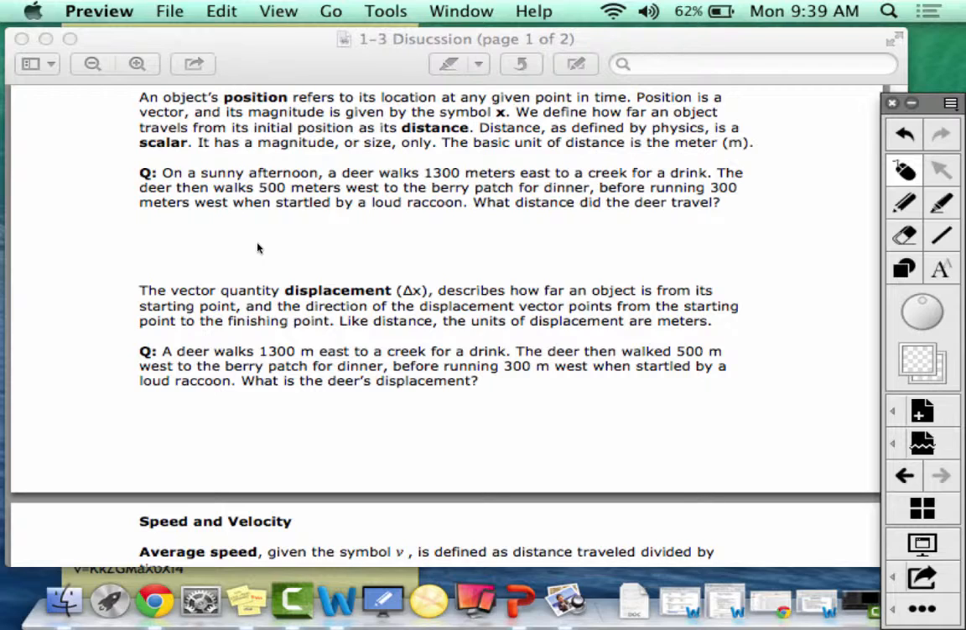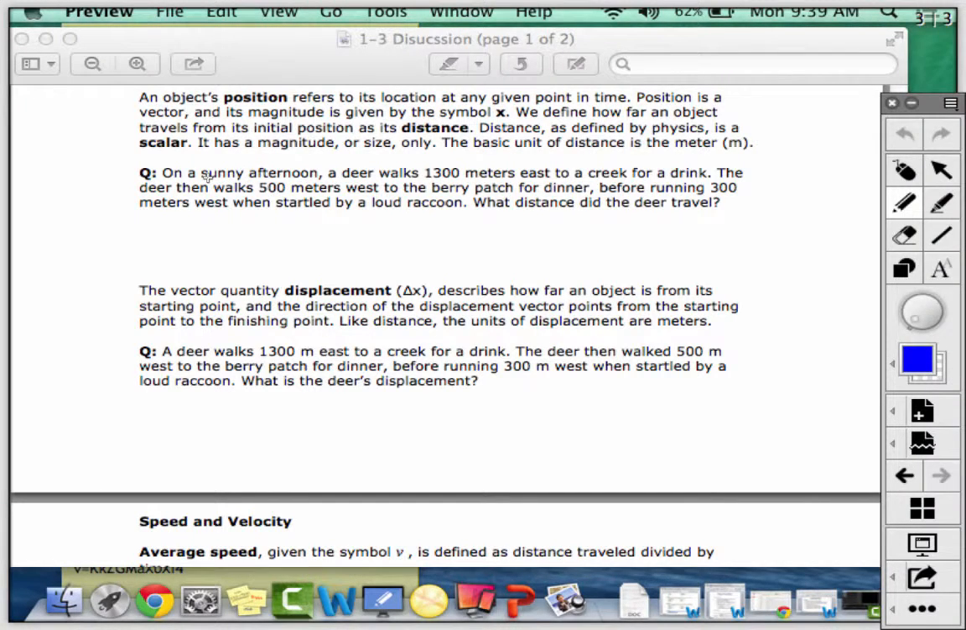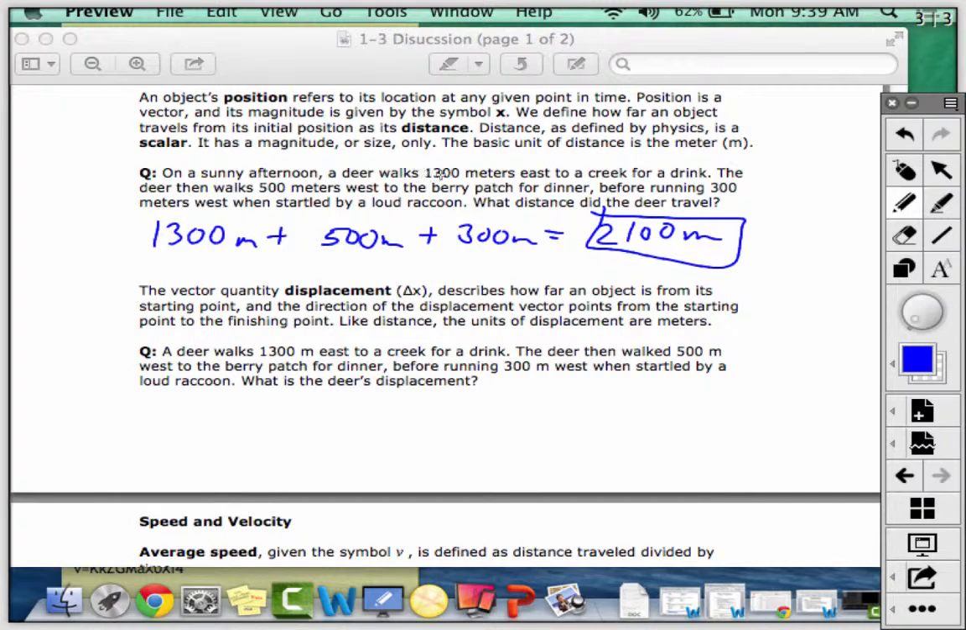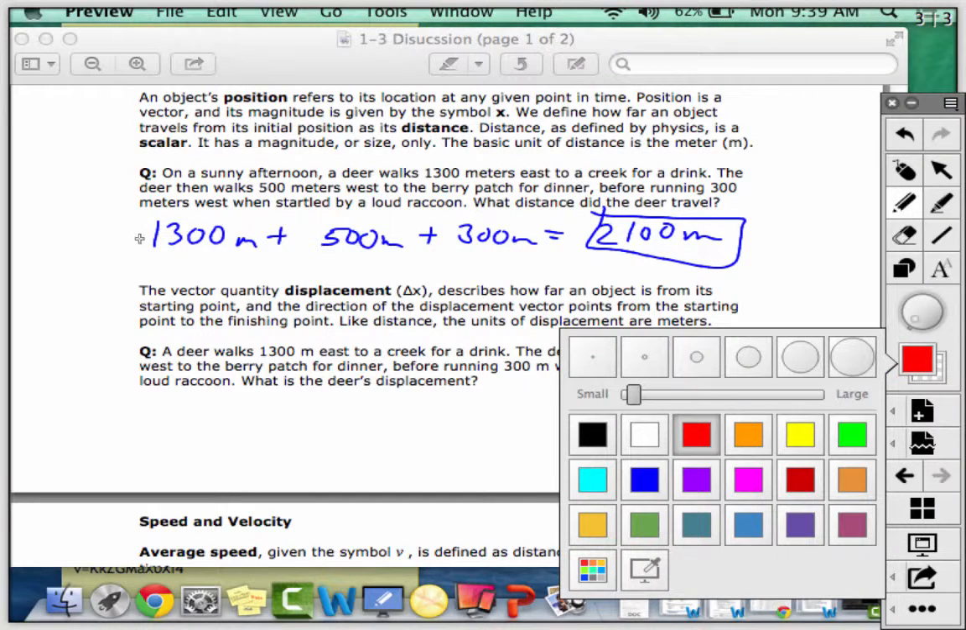What distance did the deer travel? Wow, that's a good story. So if I were to calculate the distance of this deer, how would I do that? Add them all up. So 1,300 meters plus 500 meters plus 300 meters equals 2,100 meters. And that would be the distance this poor old deer traveled. Notice no direction is associated with this problem. We don't really care what direction the deer traveled. We just added them all up, and that was the total distance the deer traveled.